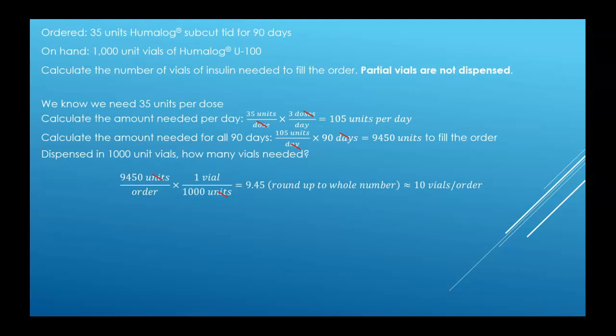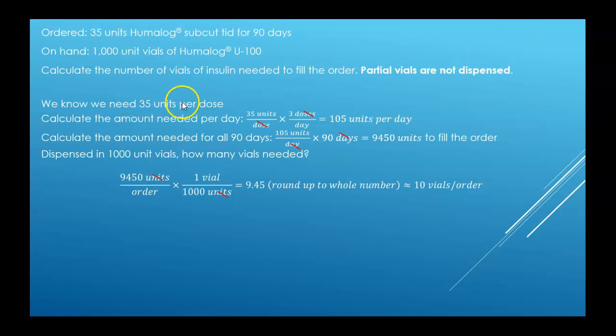35 units of Humalog, subcutaneous, 3 times a day for 90 days. We have 1,000 unit vials of Humalog, U100. So calculate the number of vials needed, and notice partial vials are not dispensed. So you're going to end up giving more than is actually needed, because you can't split up a vial.